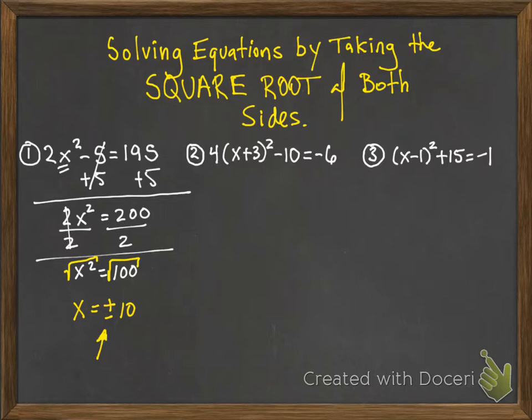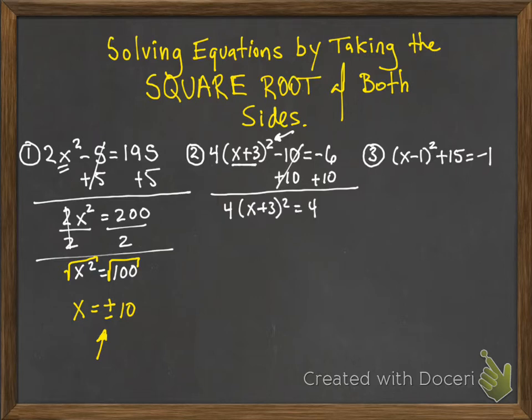Likewise, in number 2, you notice that we'll have the x in here, but we do have this squared part that is the binomial squared, so we need to take the square root of both sides, isolating just that binomial first, and then taking the square root of both sides. So I'm going to start by adding 10 to both sides, and those guys will go out, and I'll have 4 times x plus 3 squared equals 4.